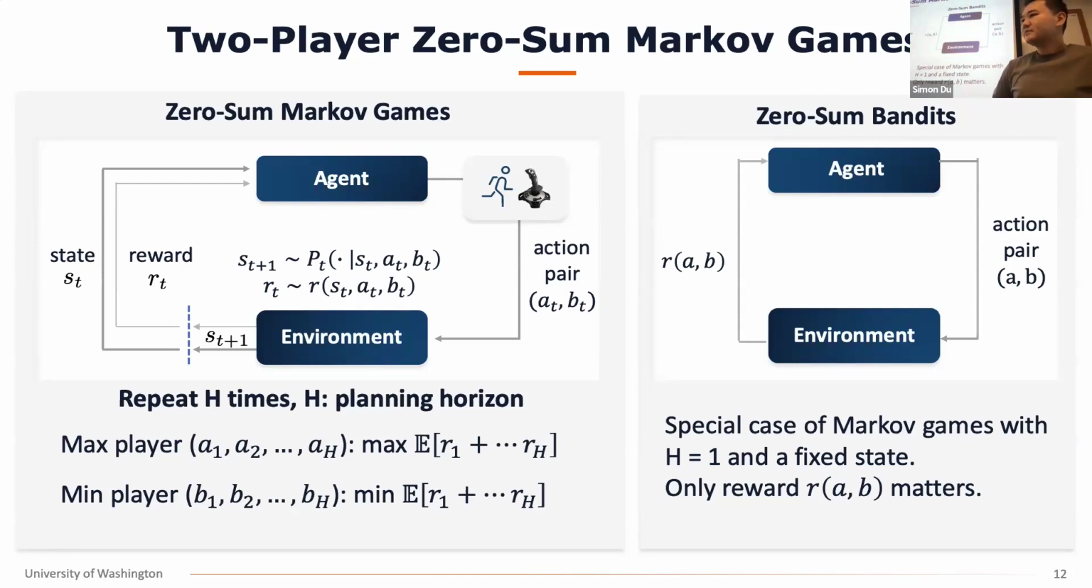Okay, it seems like if they both wanted a lot of rewards, that would sound more competitive, right? They can't both have a lot. Oh, so the reward can be negative and positive, if that helps you understand. The max player tries to maximize the total reward, while the min player tries to minimize the reward.